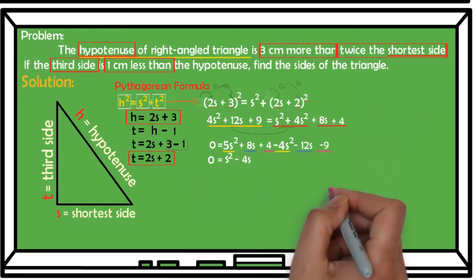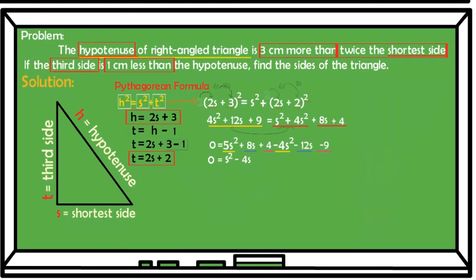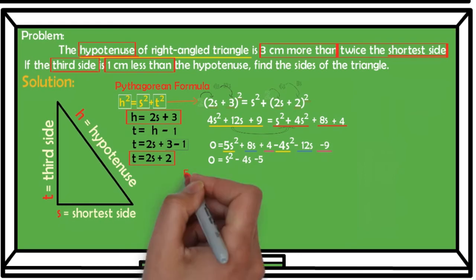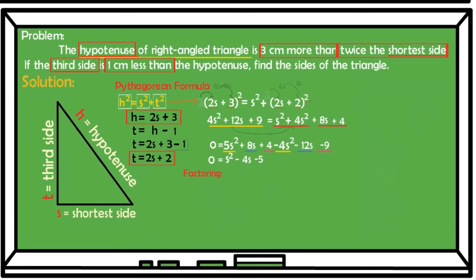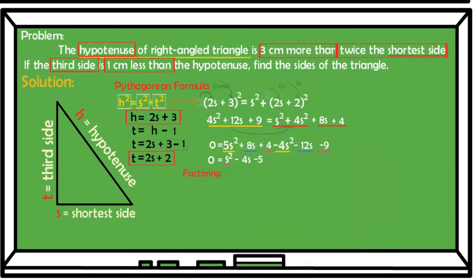Then, next, 4 minus 9. So, again, 9 minus 4, that is negative 5. So, again, just copy the sign of the bigger number or larger number. Next is to get the value of s. So, here, I will use factoring.